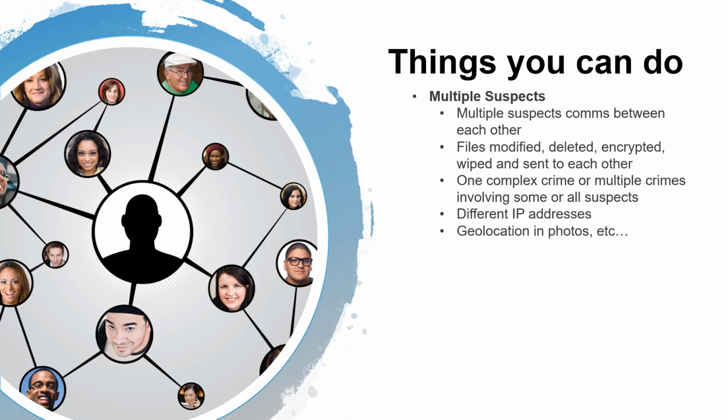So one of the things you can do is have multiple suspects and multiple virtual machines, and they can communicate with each other, and they can do all the bad stuff with files: deleting, encrypting, wiping, hiding them, sending them to each other. And you can have one complex crime or multiple crimes, different IP addresses, so you may have to change your IP address, maybe even go to public IP addresses. You can have geolocation and photos being part of the case, so you can take photos and have those with cloud storage and saved on a device.